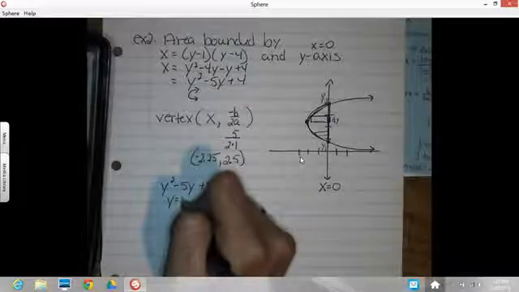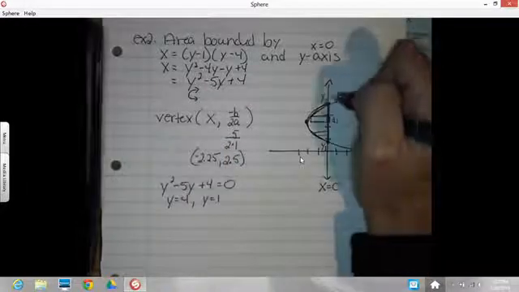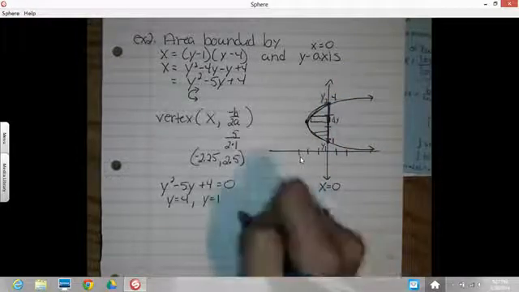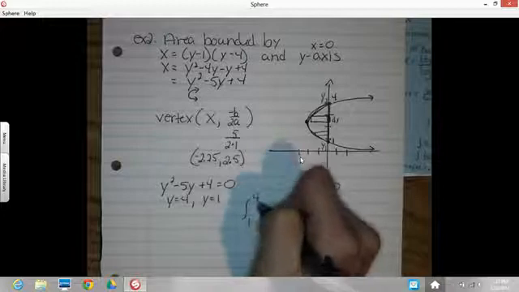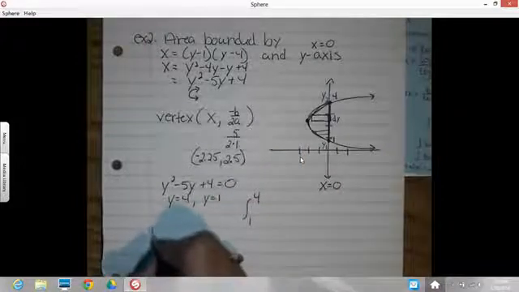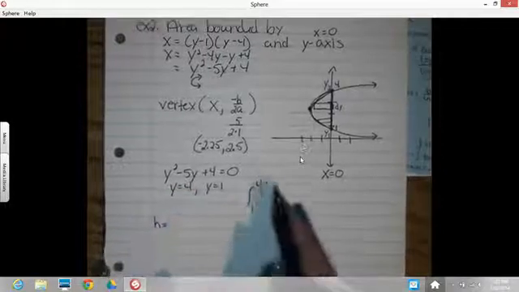It is crossing up at 4. This is crossing at positive 1. So my integral then will go from 1 to 4. Now my height, remember I just told you when they're laying down it's right minus left.